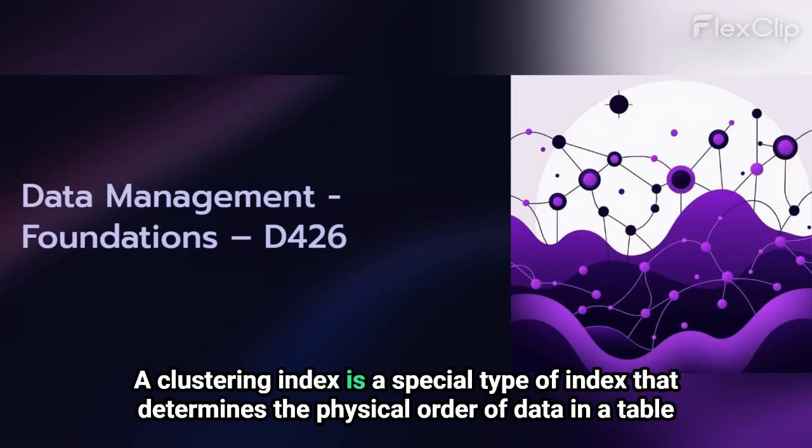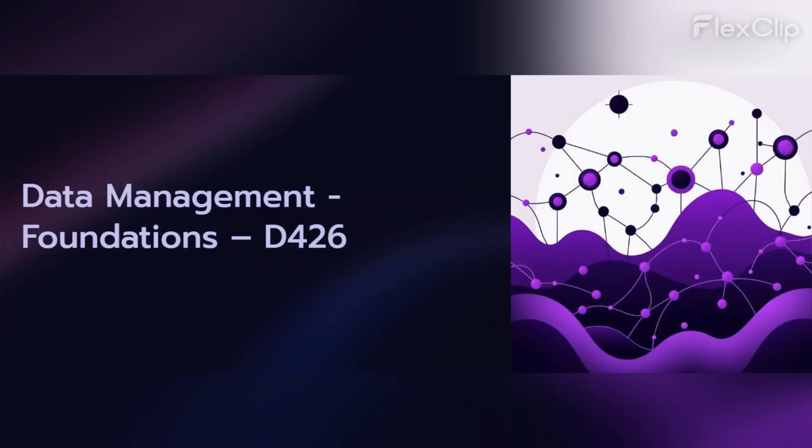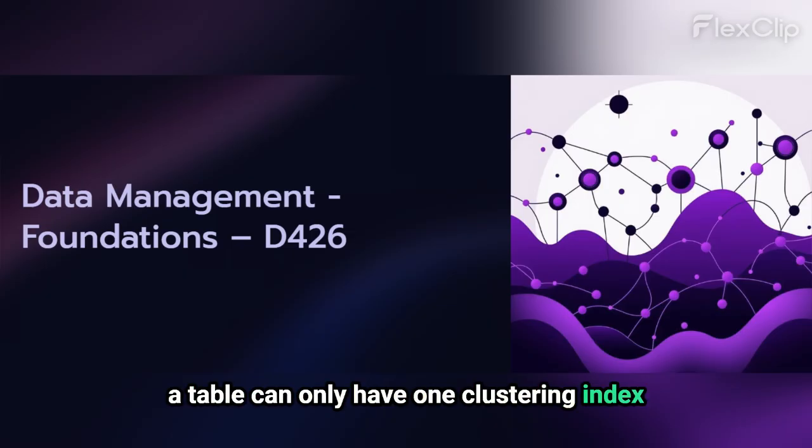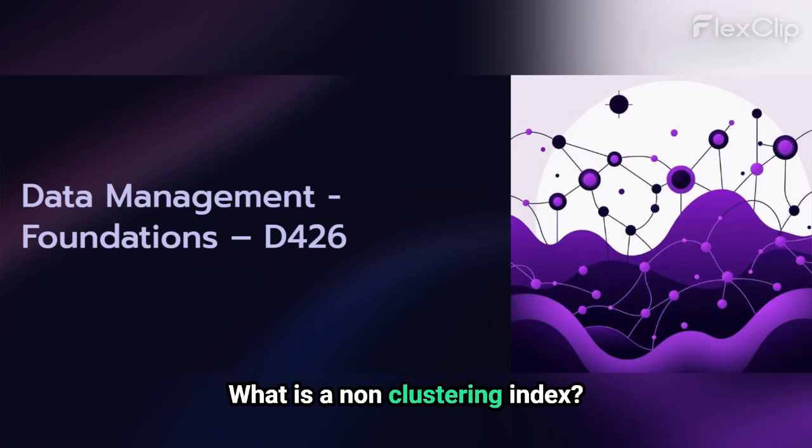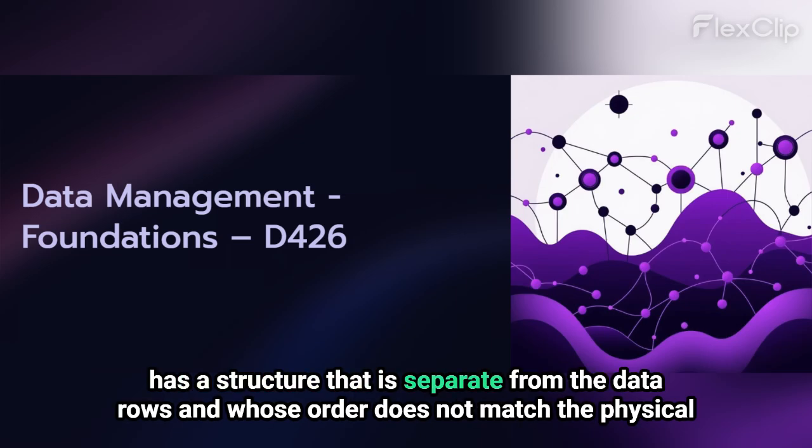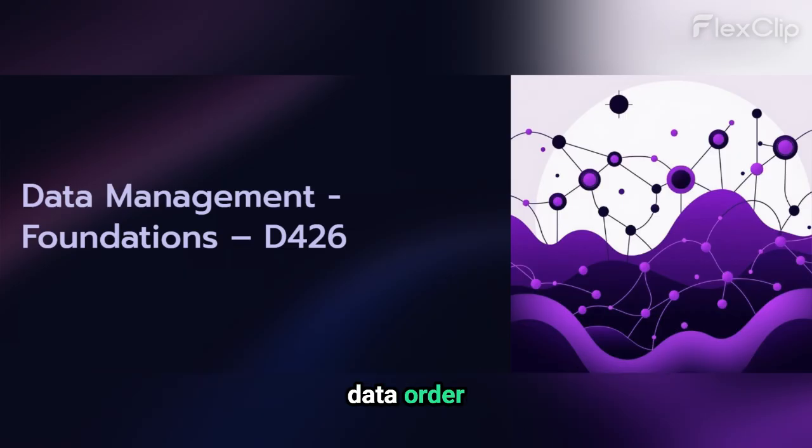What is a clustering index? A clustering index is a special type of index that determines the physical order of data in a table. Because of this, a table can only have one clustering index. What is a non-clustering index? A non-clustering index, also known as a secondary index, has a structure that is separate from the data rows and whose order does not match the physical data order. A table can have many of these.